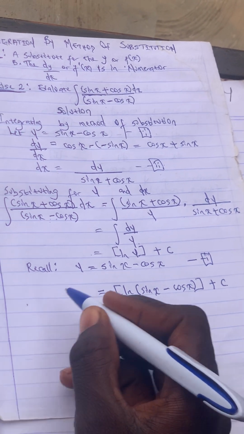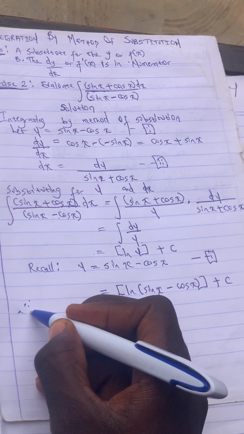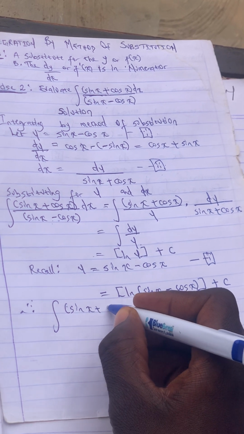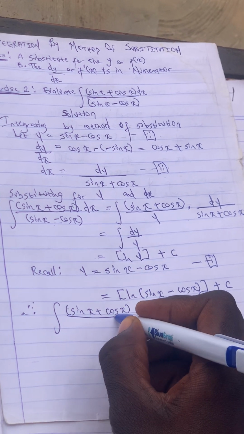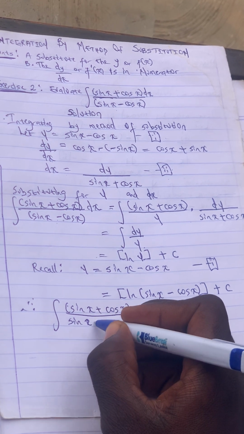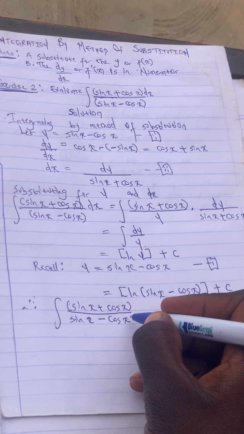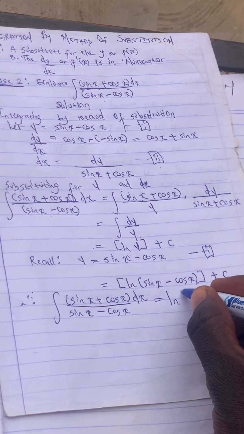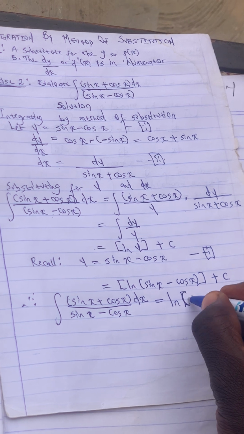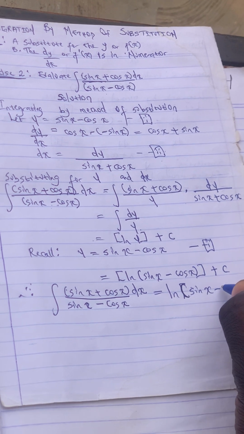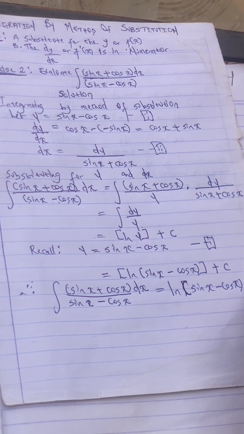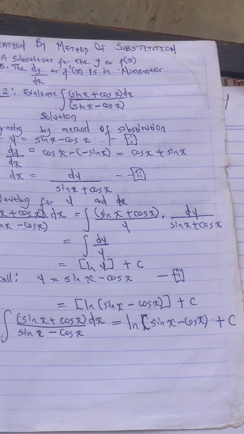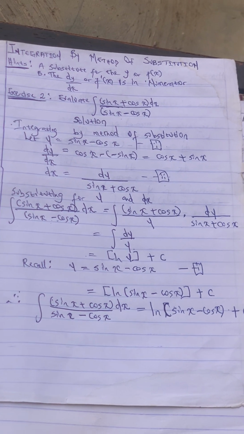So that's all. I can say therefore the integral of sine x plus cos x over sine x minus cos x equals ln sine x minus cos x plus c. And that's the final answer.